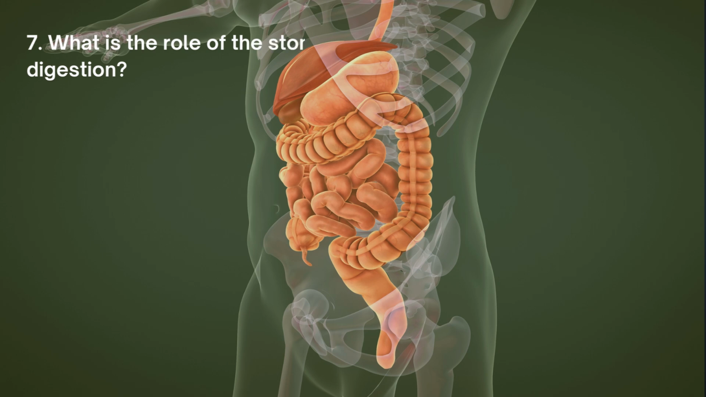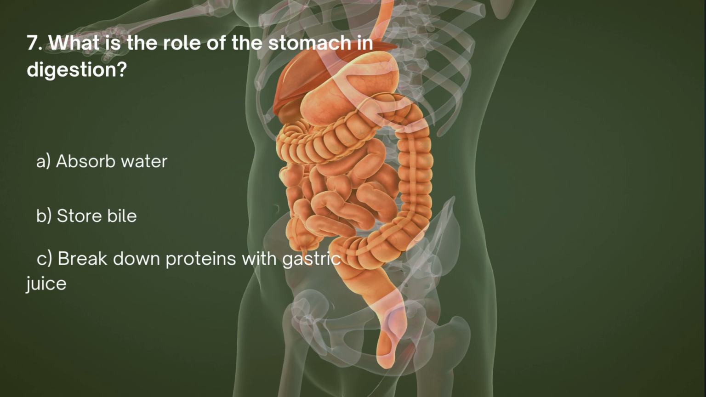7. What is the role of the stomach in digestion? A. Absorb water. B. Store bile. C. Break down proteins with gastric juice. D. Produce insulin.